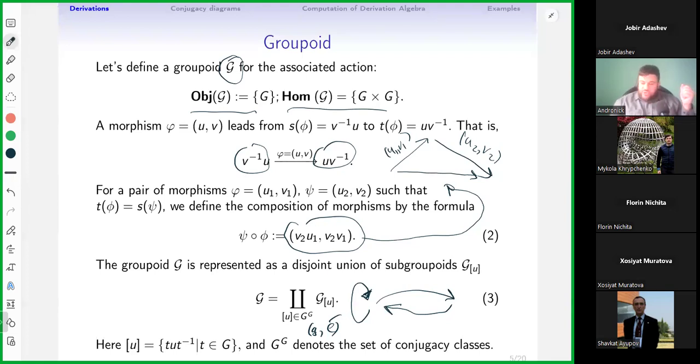It's very important to understand what this groupoid looks like. And it's rather easy to see that you have an arrow between a and b just if they are conjugated in the group. This is why this groupoid is very near the adjoint action.